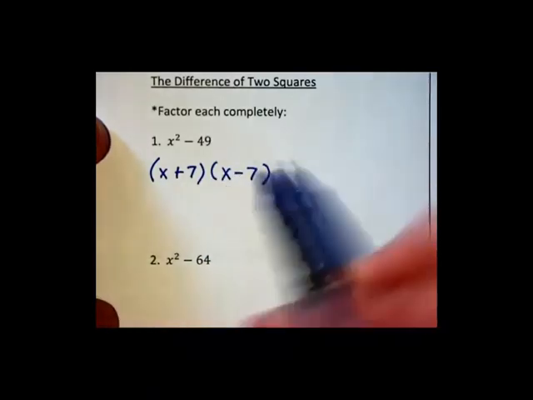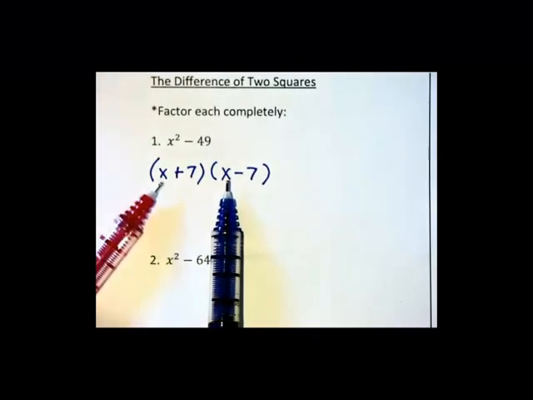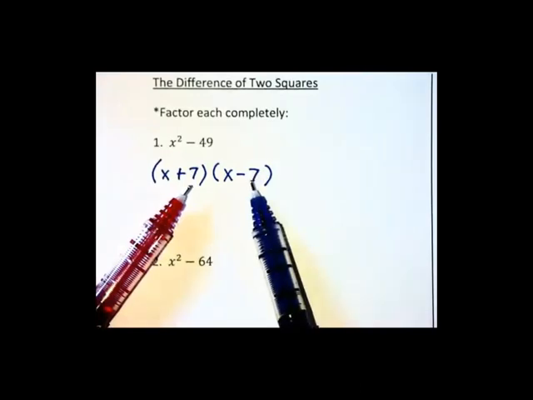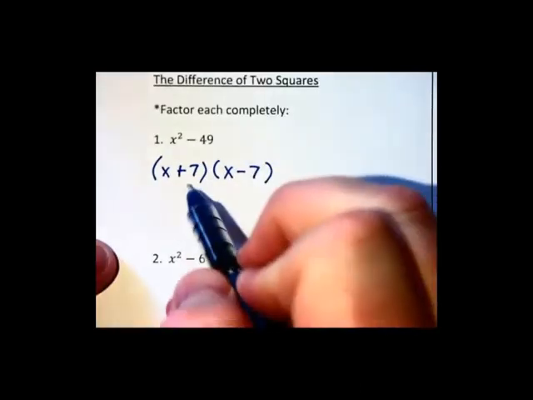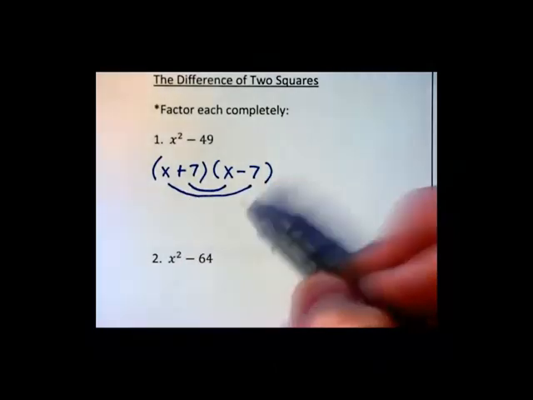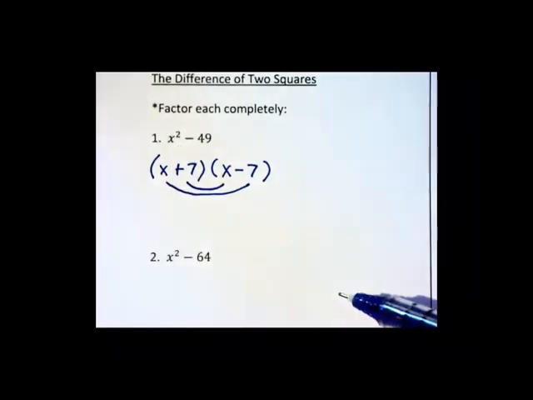And the reason this works is when you FOIL this back together, the x times x creates the x squared, the positive 7 times the negative 7 makes the negative 49, and the middle terms, the positive 7x and the negative 7x, cancel each other out, just leaving these two terms, x squared minus 49.